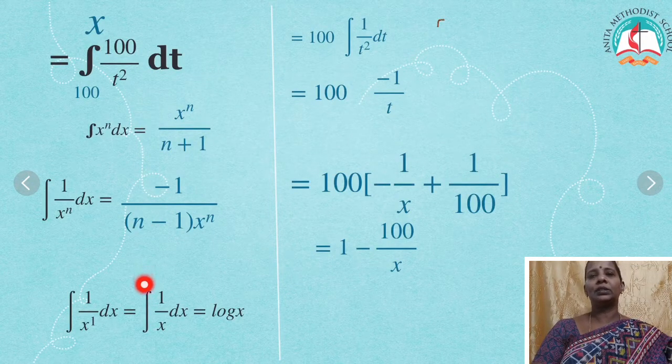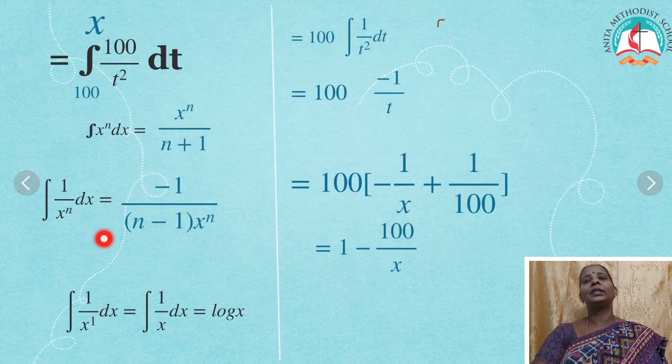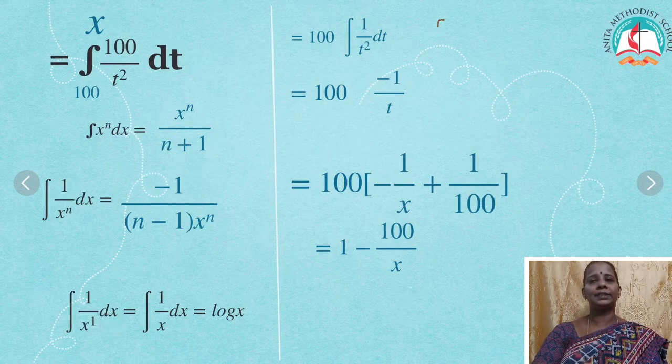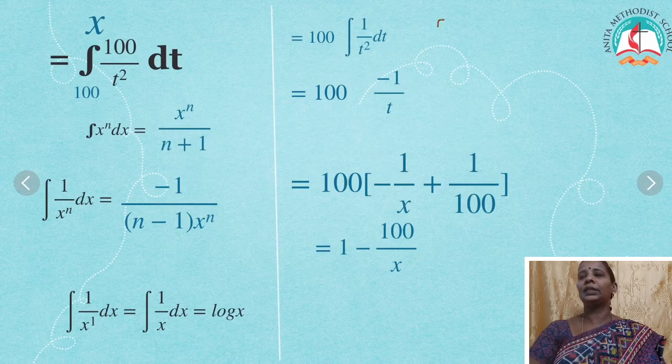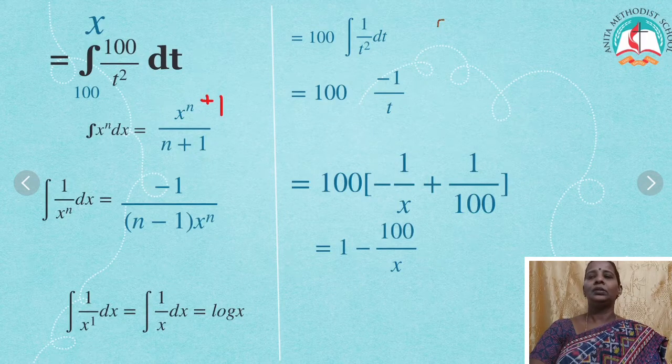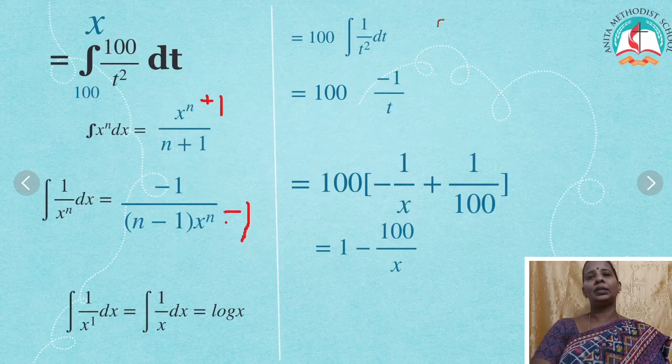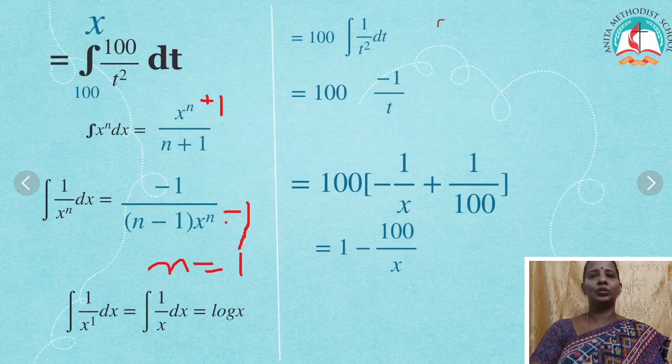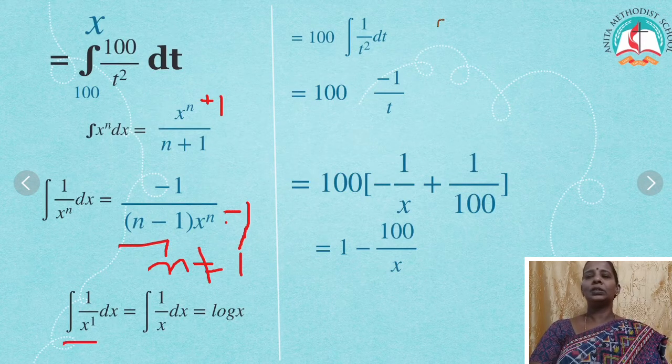And you learn these three formulas: integral of x power n dx, 1 by x power n dx, and 1 by x dx. The integral of x power n is x power n plus 1 by n plus 1. Coming to the second one, integral of 1 by x power n is minus 1 by n minus 1 into x to the power of n minus 1. When n is equal to 1 you should not apply this, because the denominator becomes 0 and it should not be 0. So when n is equal to 1, you have to use the formula log x. Learn these three formulas.